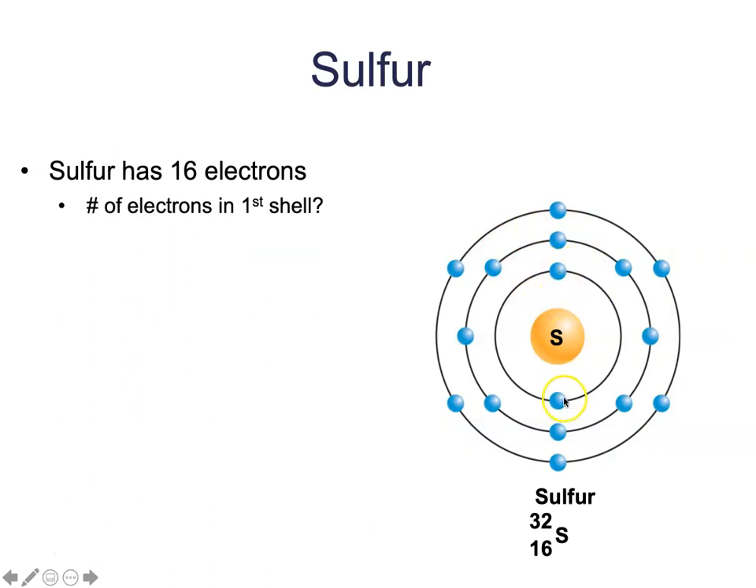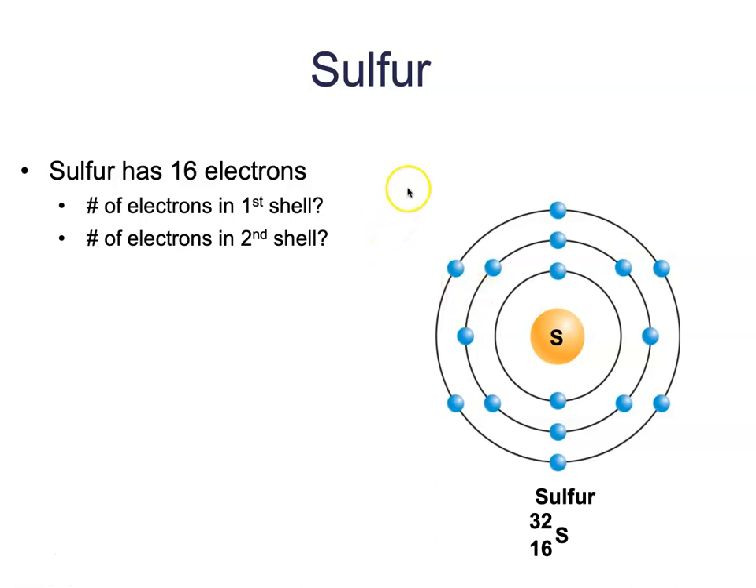So we started off with 2. Now we're going to add 8 more. 1, 2, 3, 4, 5, 6, 7, and 8. 8 electrons in the next shell. Okay, so how many electrons do we have left? We have 2 in the first shell. We have 8 in the second shell. That's 10 out of 16. We started off with 16 electrons. We've already placed 10, so we have 6 more to place.